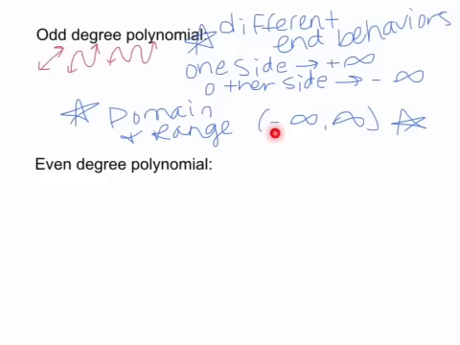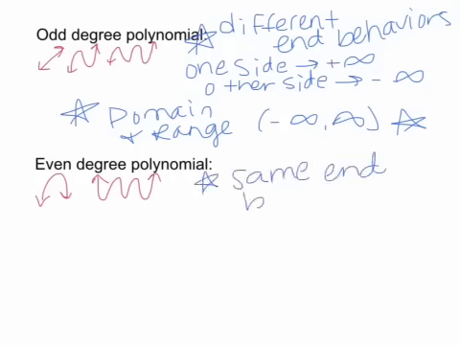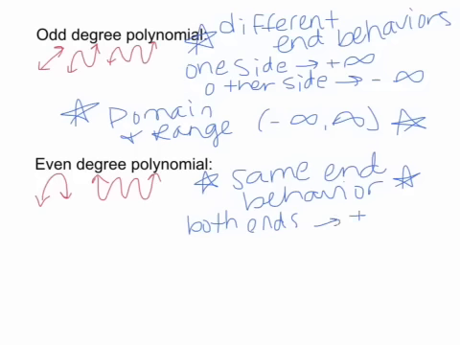Even degree, those are the ones where they both go the same way. So that would be one thing. They have the same end behavior. So both sides, or both ends of the graph, go towards positive infinity or negative infinity. So they do the same thing.